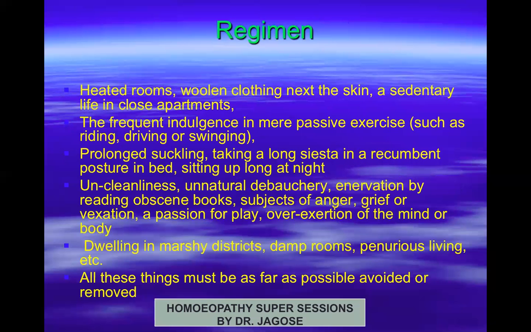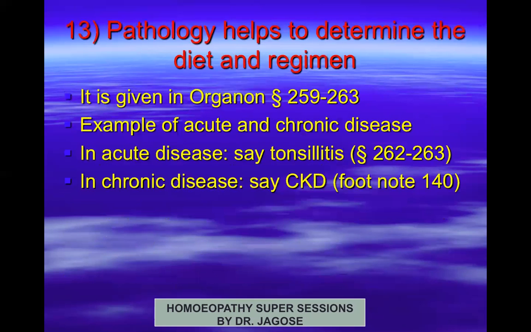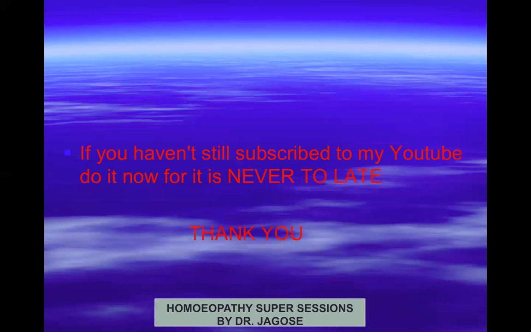So if you go through this, it will be very clear to you all. He says that in regimen, heated rooms, woolen clothing next to the skin, a sedentary life in close apartments, the frequent indulgence in mere passive exercise such as riding, driving, or swinging, prolonged suckling, taking a long siesta in a recumbent position in bed, sitting up long at night, uncleanliness, unnatural debauchery, incitement by reading obscene books, subjects of anger, grief, or vexation, a passion for play, overexertion of the mind or the body, dwelling in marshy districts, damp rooms, penurious living, etc. All these things must as far as possible be avoided or removed. Okay, you can go through that in the Organon aphorisms, footnote 140. Many more examples have been given.